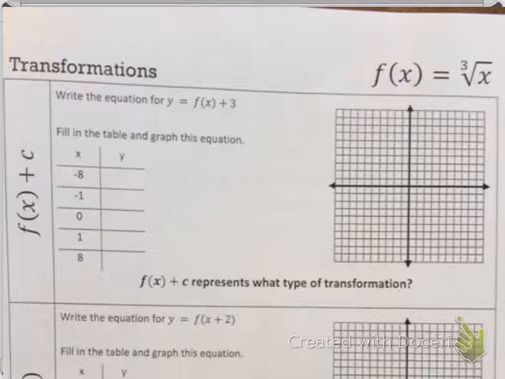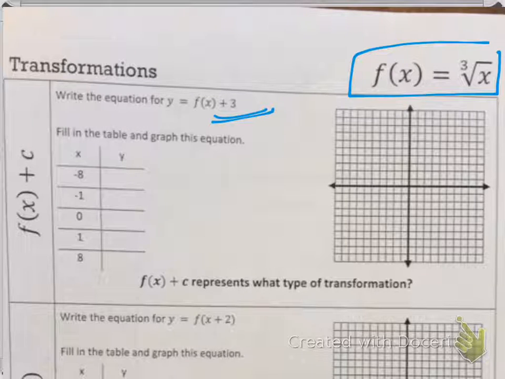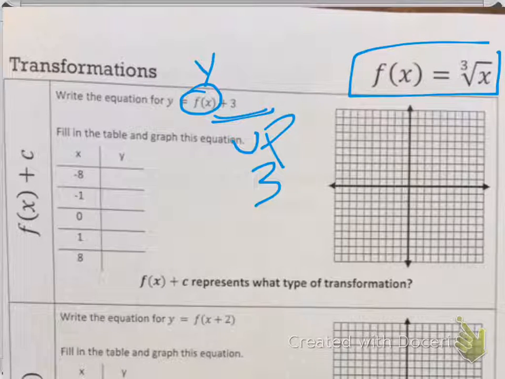Okay, let's keep going. So here's the transformation part again. We're just going to run through this really fast. We're starting with that original cube root graph. And this +3 right here outside, it looks like it wants us to take our y values and add 3 to them. So it is exactly that. This is a transformation up 3 units.